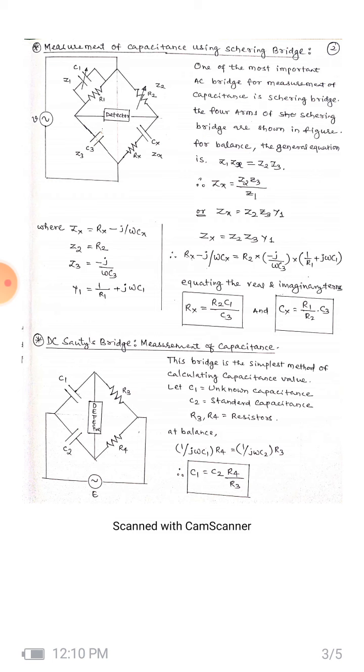When the bridge is balanced, we can write 1 divided by j omega C1 into R4 is equal to 1 divided by j omega C2 into R3. By solving the equation, we get C1 is equal to C2 into R4 divided by R3. By using this formula, we can calculate the capacitance value.